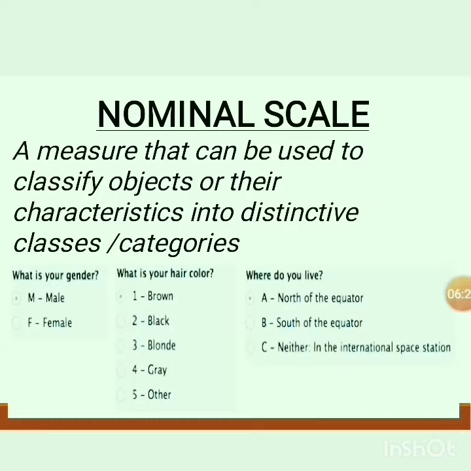Number one is the male and the number two is the female. And in the second scale, the inquiry is about hair color. Here also different colors of the hairs are represented with the help of different numbers: 1 for brown, 2 for black, 3 for blonde, 4 for gray, and 5 for any other.